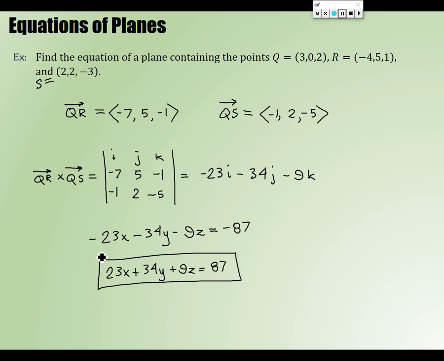I formed the dot product of this with one of these. I used 302, but it should be the same. You should get negative 87 if you take this and dot it with any one of those three vectors. Oh, so take the dot product of anything. So 87 is the dot product.